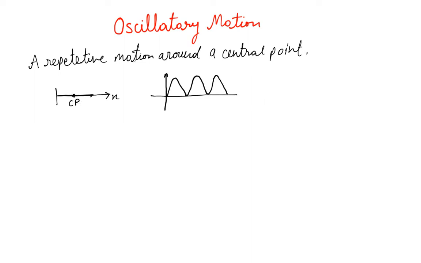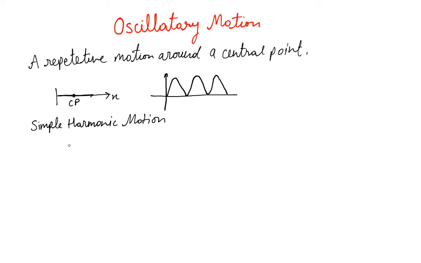There is a special class of oscillatory motion, and that is called simple harmonic motion. And this is an important motion, or at least an important concept, because this is the backbone of many theories in physics. And also in our day-to-day life we see many systems performing simple harmonic motion. But how do we really categorize simple harmonic motion?